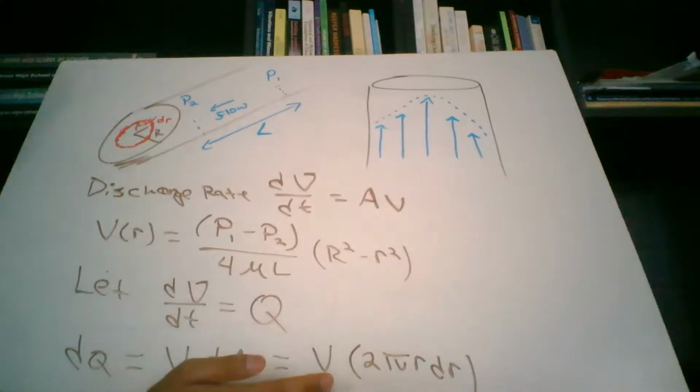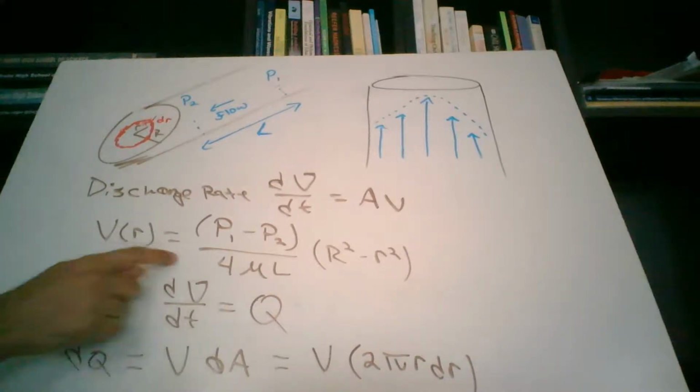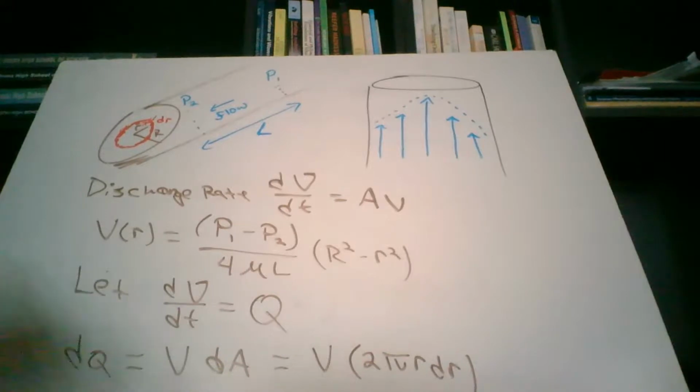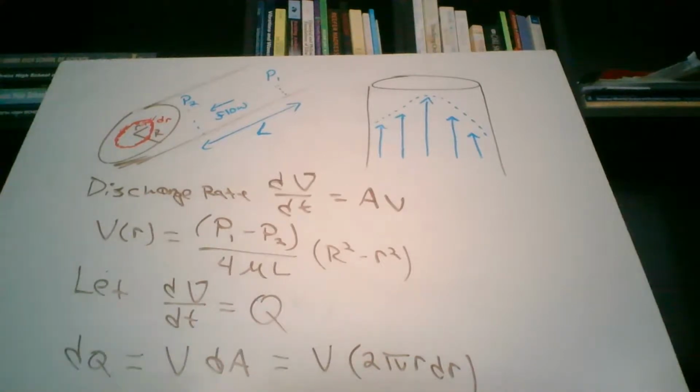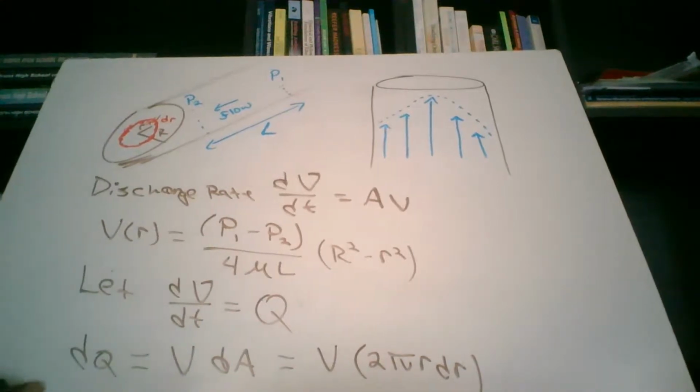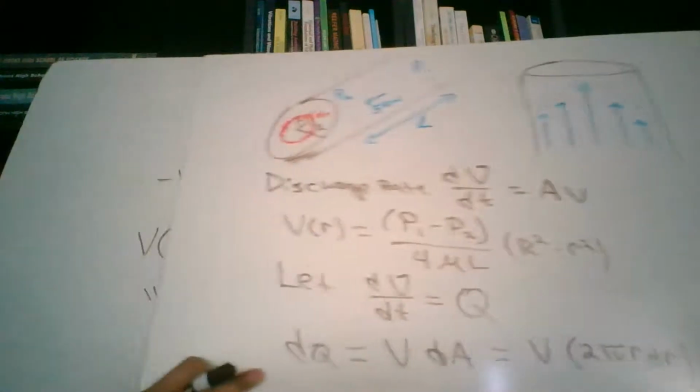And we know what the velocity is as a function of r. So I could replace v with this term right here, and then I can solve for the total charge dq. So I'm going to integrate this side, and I'm going to integrate this side. I'll do that on the next page.